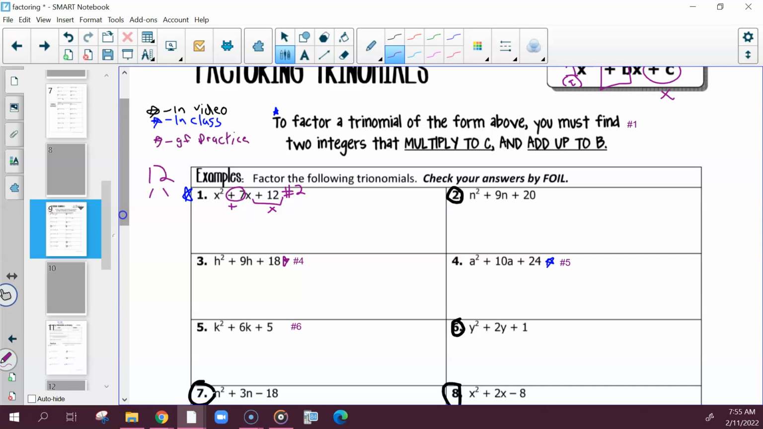Factors of 12. 6 and 2. 3 and 4. 1 and 12.